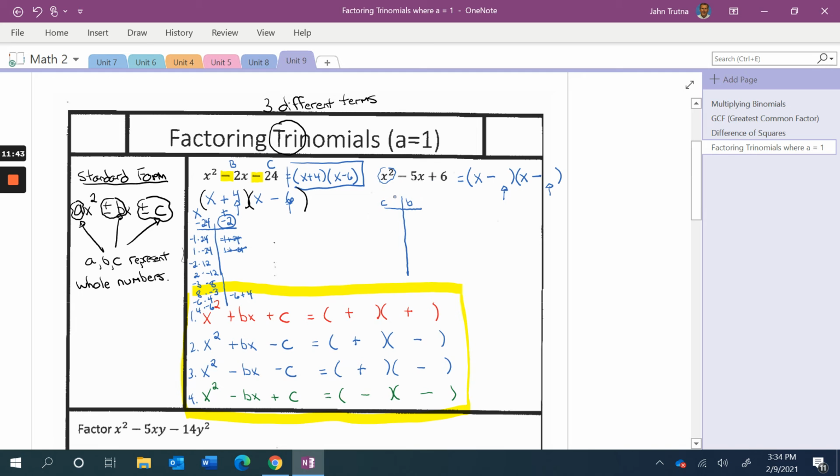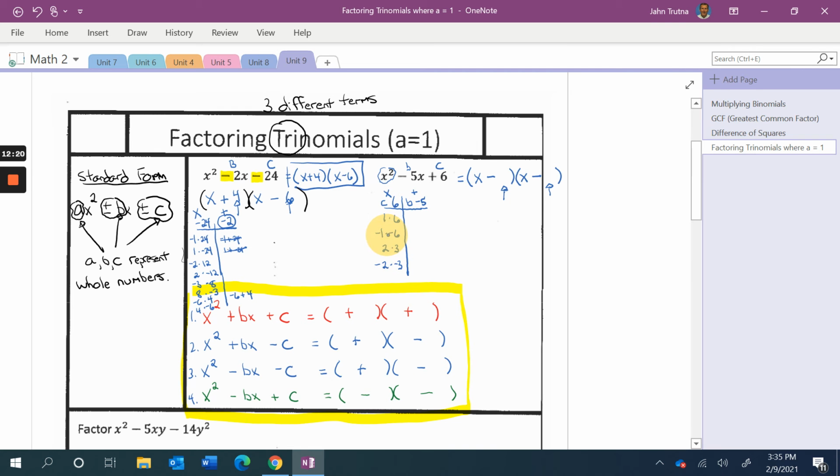My c value is positive 6. My b value is negative 5. And remember, c value is for multiplication. B value is for addition, and here's how you figure out what your magical numbers, your factorable numbers, are. You say to yourself, okay, I'm going to make a list of all the pairs of numbers that multiply to make positive 6. 1 times 6. Negative 1 times negative 6. 2 times 3. Negative 2 times negative 3.